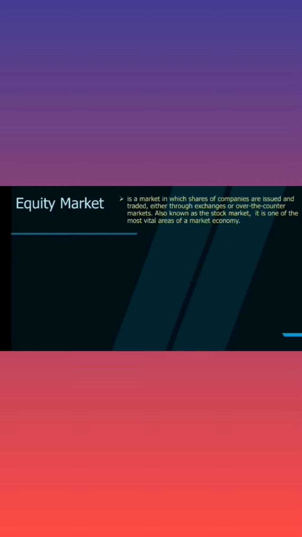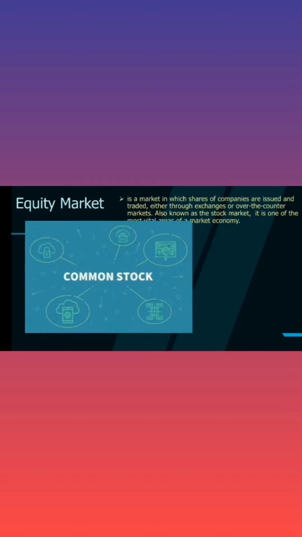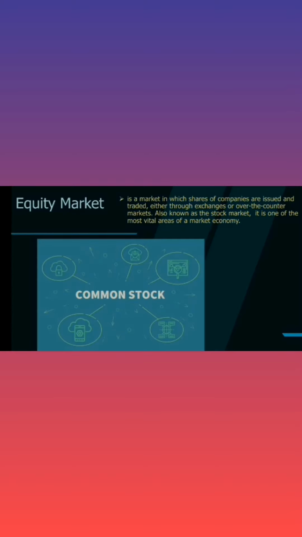Second structure is equity market. It is a market in which shares of companies are issued and traded, either through exchanges or over-the-counter markets, also known as the stock market. It is one of the most vital areas of a market economy. Equity instruments are traded in the equity market. It refers to a document which serves as legally applicable evidence of the ownership right in a firm, like a share certificate. Example of equity market is common stock.